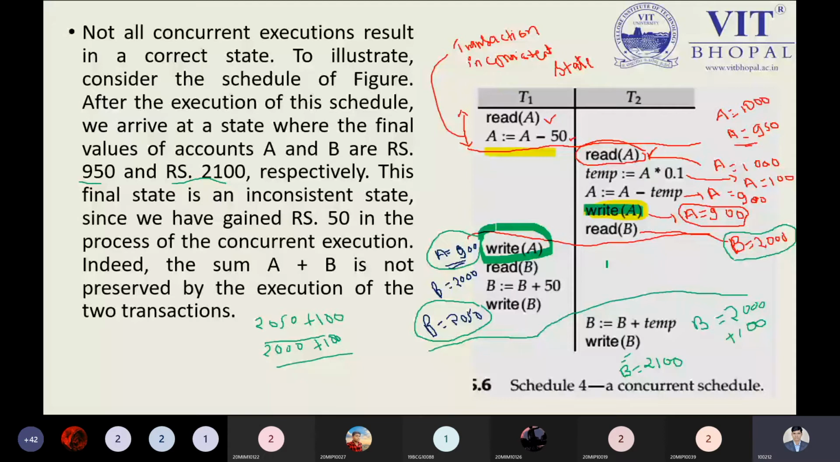So what is being done in the real-time situation right now? What is the bank doing right now? After deducting the 10,000 rupees from the account, your account is immediately updated due to this online banking facility, or this is the core banking system we have.